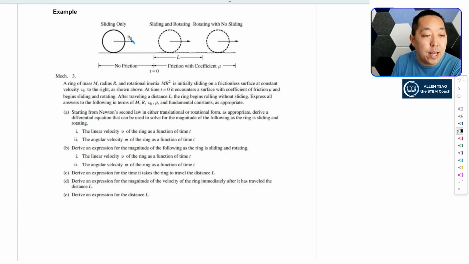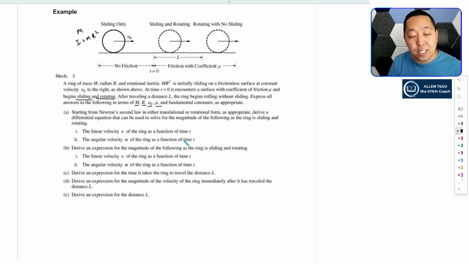So we have a ring of mass m and rotational inertia mr², initially sliding on a frictionless surface, so it's not spinning at all because there's no friction to cause it. Moving v0 to the right. It then hits a surface with a coefficient of friction mu and begins sliding and rotating. So now it's slipping, and then eventually becomes rotating without sliding. We want all of our answers in terms of m, r, v naught, mu, and fundamental constants.